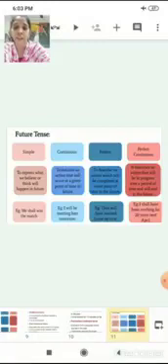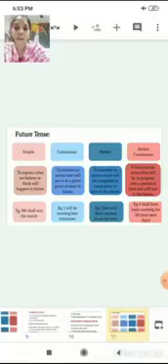The next type is future perfect tense. It describes an action which will be completed at some point of time in the future. Okay, so at some point of time in the future, an action will be completed. For example, they will have reached home by now.